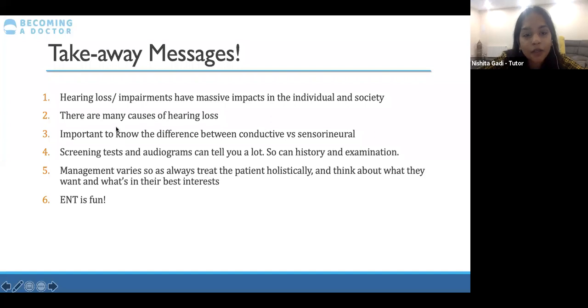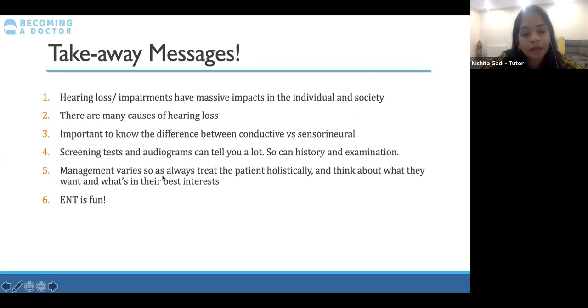And there are many causes of hearing loss, as we went through, so many different causes. And it's also important to know the difference between conductive versus sensorineural hearing loss as well. And that's really important for the treatment. And screening tests and audiograms can tell you a lot. So Weber's and Rinne's are screening tests, just to identify quickly in the clinic, but audiograms are further investigations, and they can tell you so much. But also, just as all of you have identified, with just the history, you can tell a lot as well. So all aspects of the investigation and presentation and the things that you do are very important.